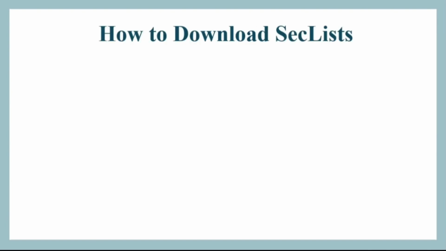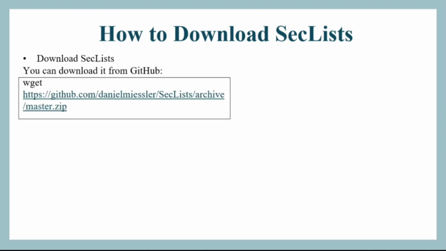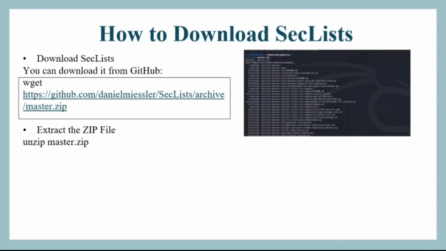To make Gobuster effective, we need a good word list. One of the most widely used collections is called SecLists, which contains word lists for discovering hidden directories, subdomains, usernames, passwords, and more. It's commonly used in ethical hacking. We can download SecLists directly from GitHub using the following command. After downloading, we extract the zip file using unzip master.zip. Once extracted, we can choose a suitable word list based on our target.